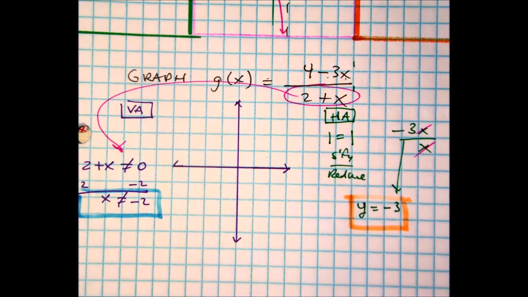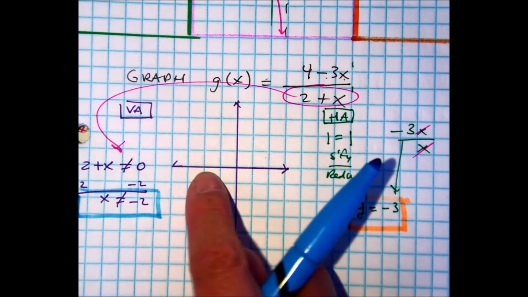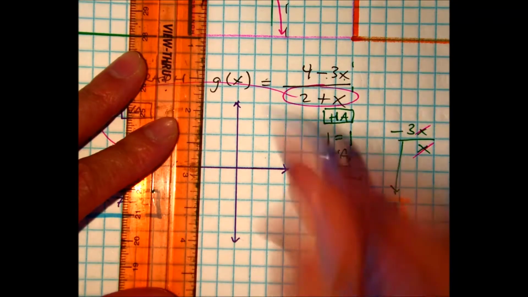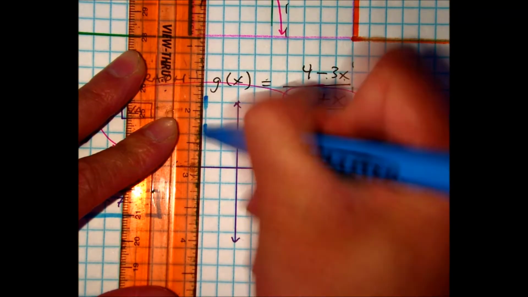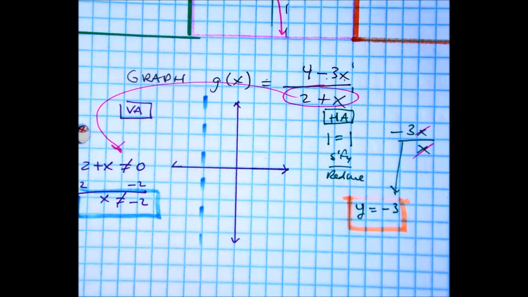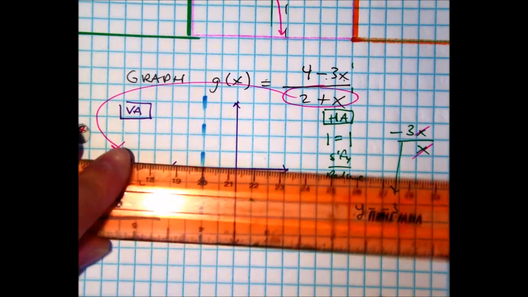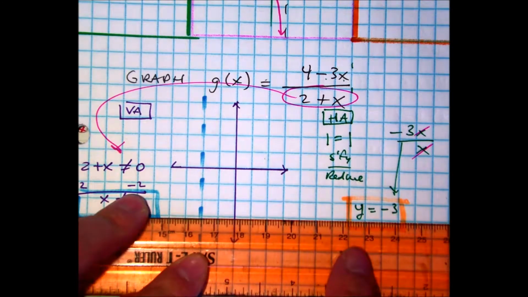Let's go ahead and put our asymptotes in. So now I'm going to go towards the x-axis here, and I'm going to go to negative 2. I'm going to draw a dotted line. And the next thing I'm going to do is go down to y equals negative 3. So here's the y-axis, and I'm going to go down to negative 3.